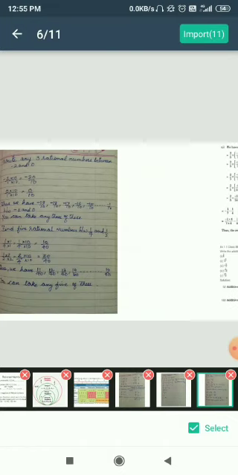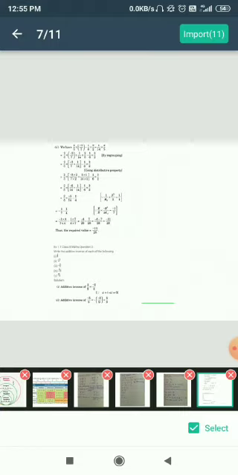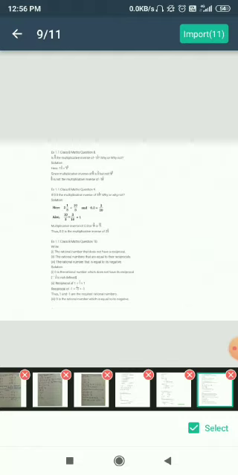Now you can try to solve exercises 1.1 and 1.2. These are very easy questions. You can go through NCERT books. If you find difficulty, I have given some solutions for that. You can take help from them and complete exercises 1.1 and 1.2 in your copy.